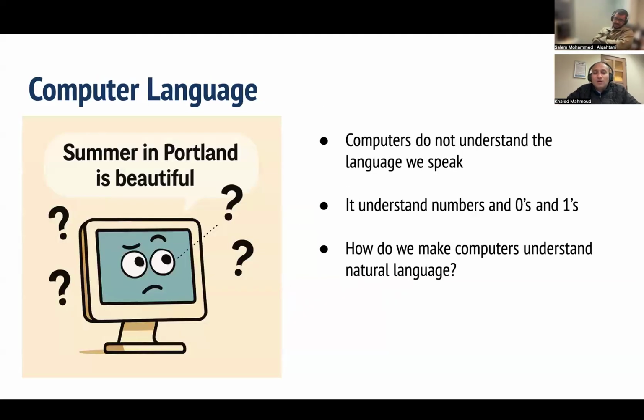Now, we said that computers do not understand the language that we speak. If I say summer in Portland is beautiful, the computer will not understand summer or rain or whatever. The computer understands only zeros and ones. The computer understands numbers. So how does a computer understand natural language? This is what we hope to provide a level of understanding of in this lecture.